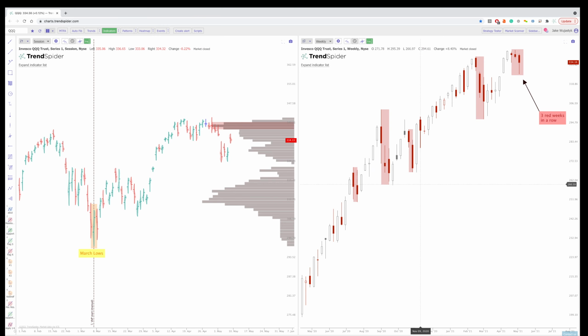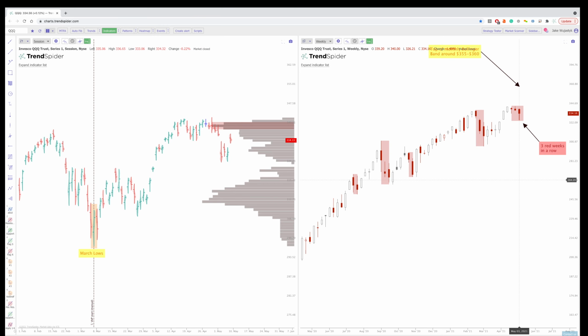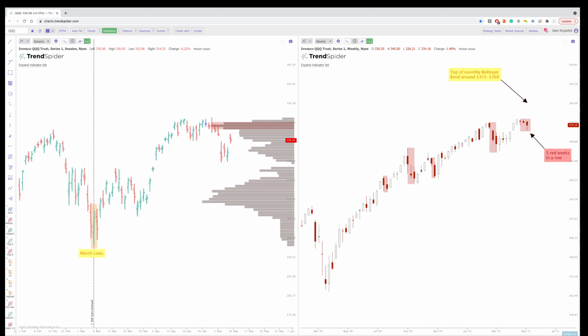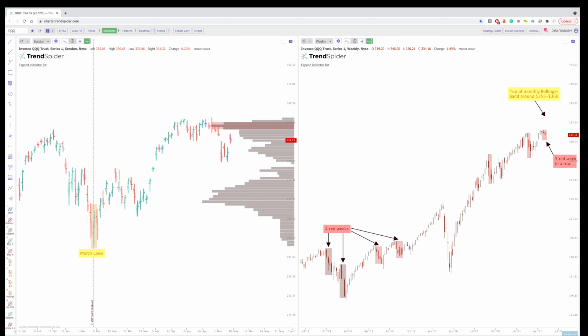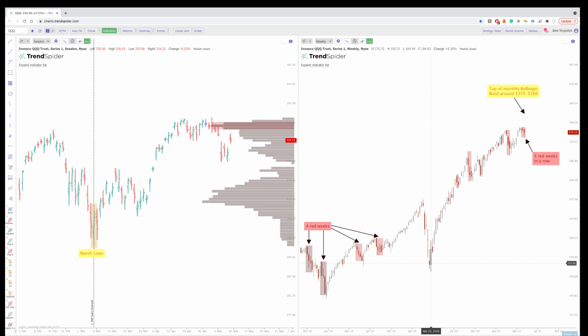On top of that, I wanted to point out that we do have 3 red weeks in a row. If you look back, there's not a ton of times where you have more than 3 red weeks in a row. Since COVID, we've had 2 red weeks in a row. We've had some down here as well. I'll highlight those as well. But we haven't really had more than 3. We had 3 back in September. We had 3 back in late February. We have 3 again. If you look back into 2018, we did have 4 red weeks in a row.